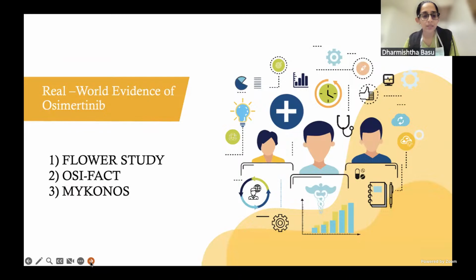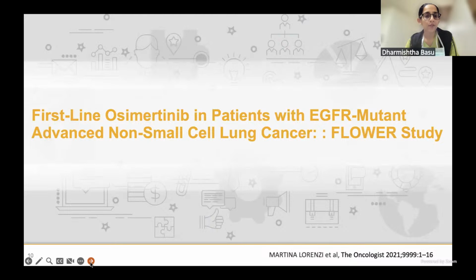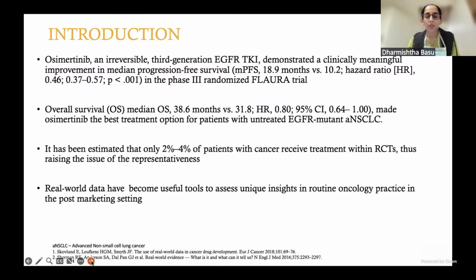Here we discuss some of the real world studies that have reinforced our knowledge of osimertinib usage, taking it out of FLAURA and bringing it into our real world clinical practice. The FLOWER study: first line osimertinib in patients with EGFR mutant advanced non-small cell lung cancer. This is the data that we have already discussed, so not reiterating it again.